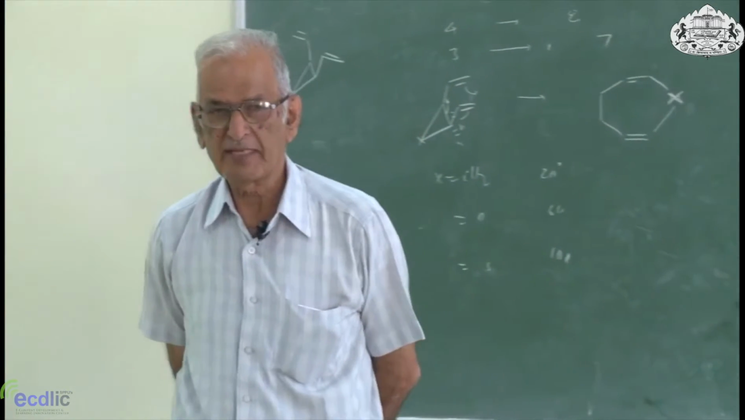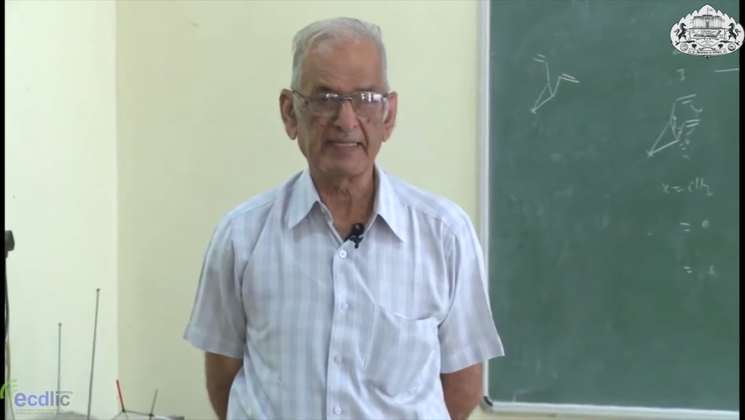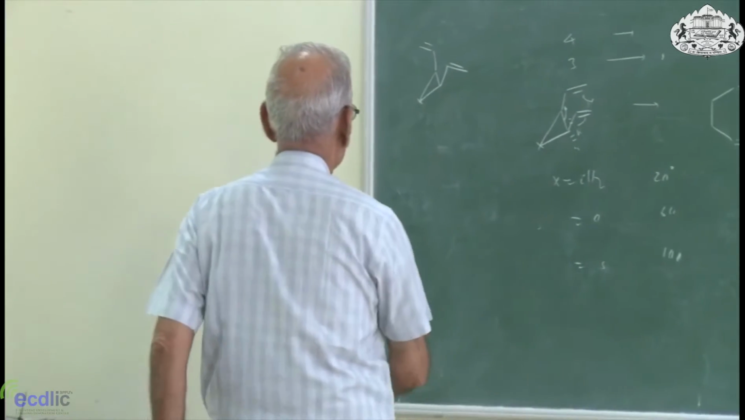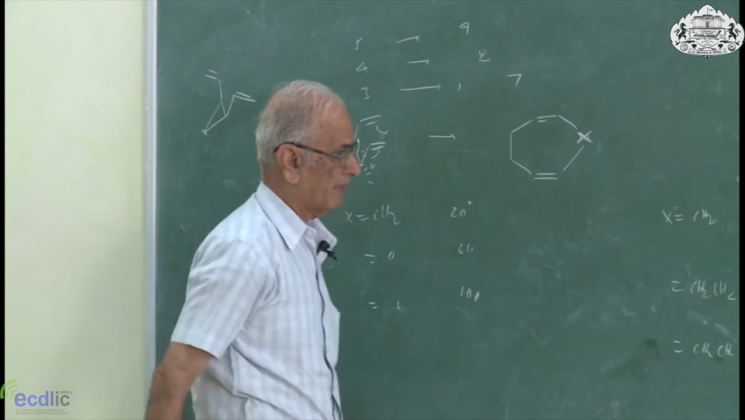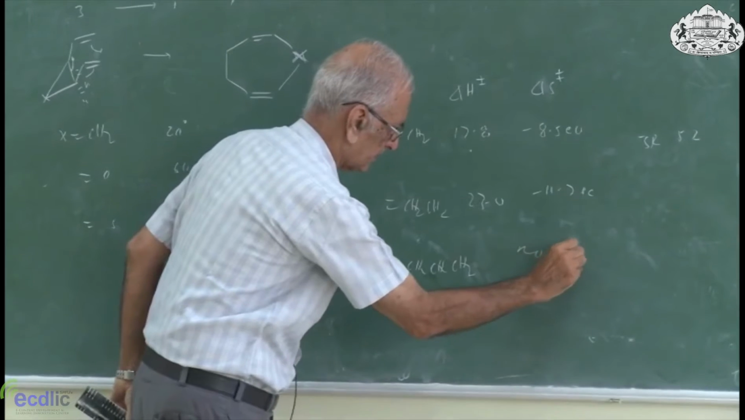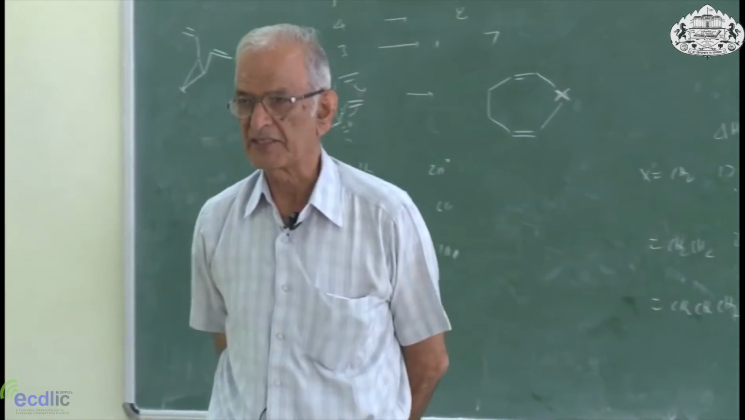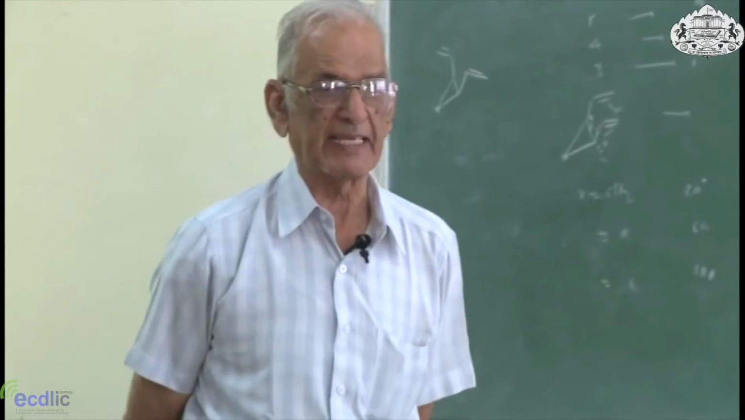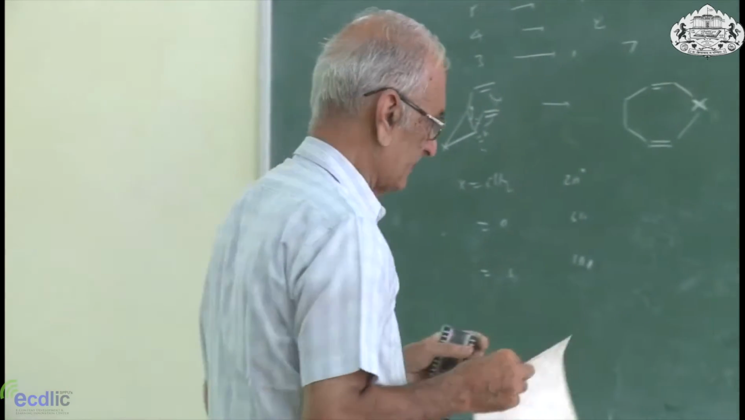If X is equal to 3 CH2s, then your starting material has a 5-membered ring and your product will have a 9-membered ring. What happens? There is no reaction. Why? Starting material has now become more stable than the product. Okay. All right.